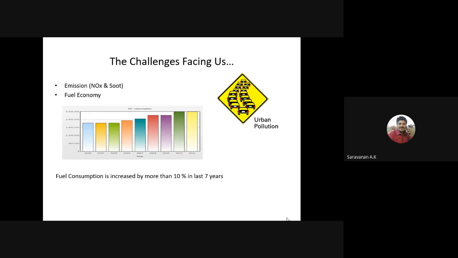Then the fuel economy. Fuel consumption will increase day by day because the vehicles will be more. The older engines, the SI and CI engines, consume more fuel, which means they emit more pollution and give more exhaust. So we have to reduce the fuel consumption also. These two are the main problems, and for that we are going for new technology. One is emission and the second is fuel economy. Then how can we overcome these two factors? That we can see.